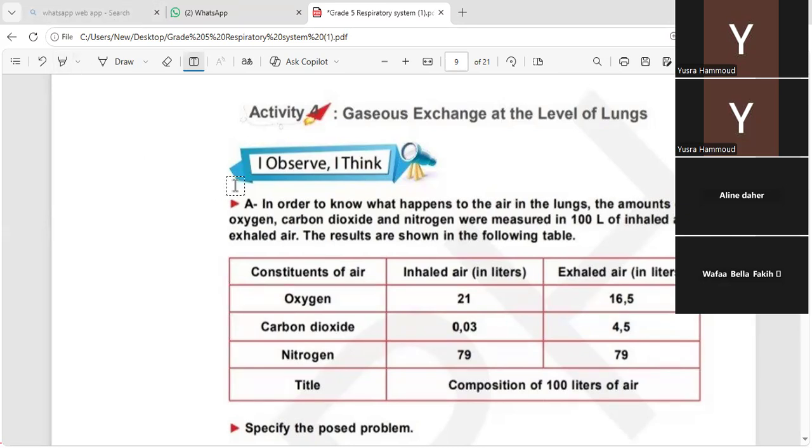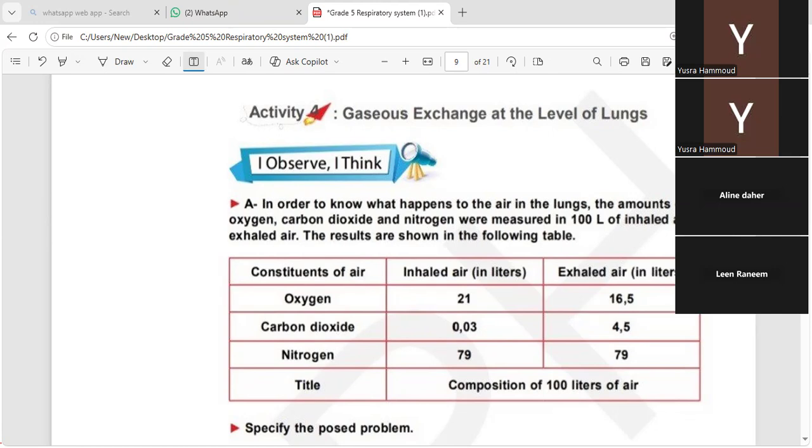Who can tell us what, during inhalation, you said that the air enters to the lungs? Yes, which page? 68. If you have the book, page 68, but follow with me on the screen. Okay, listen to my question well.